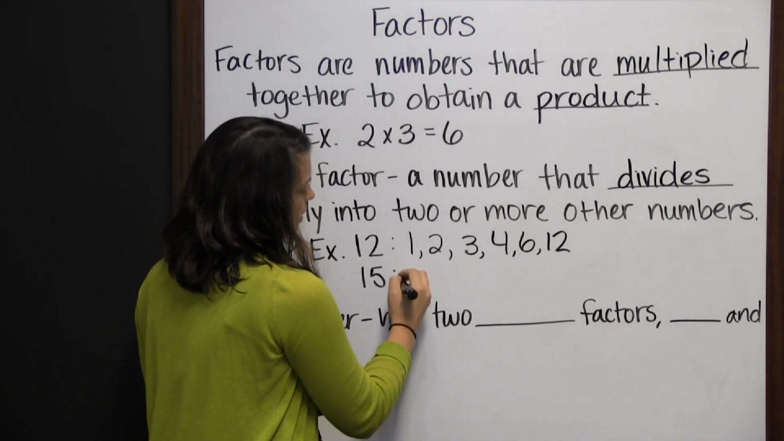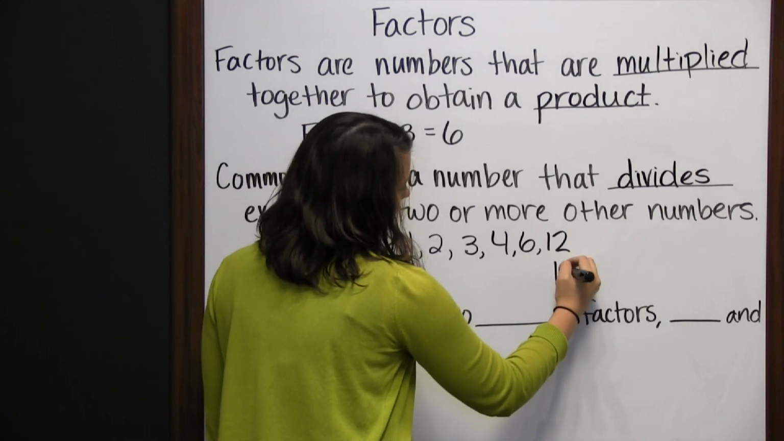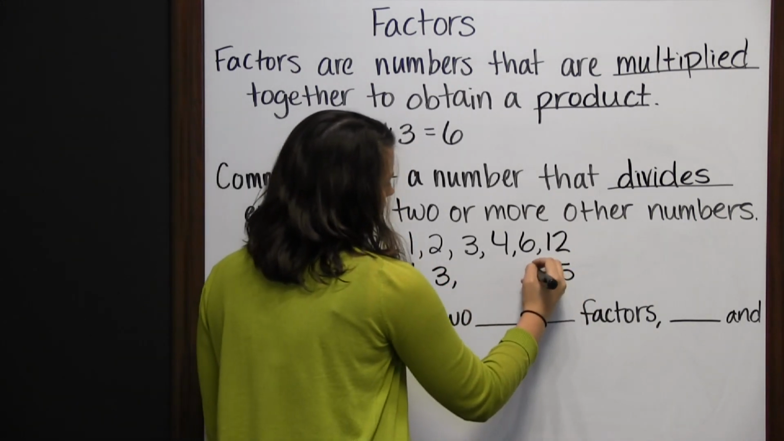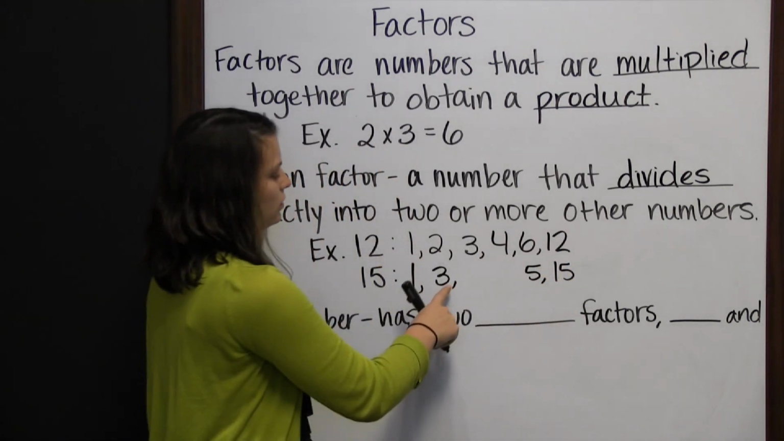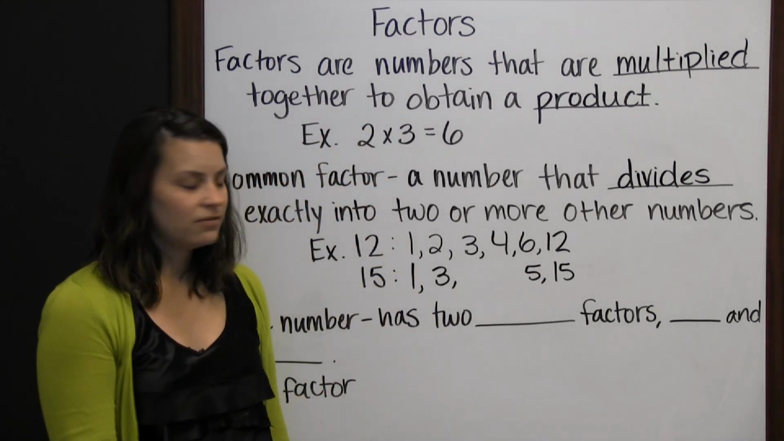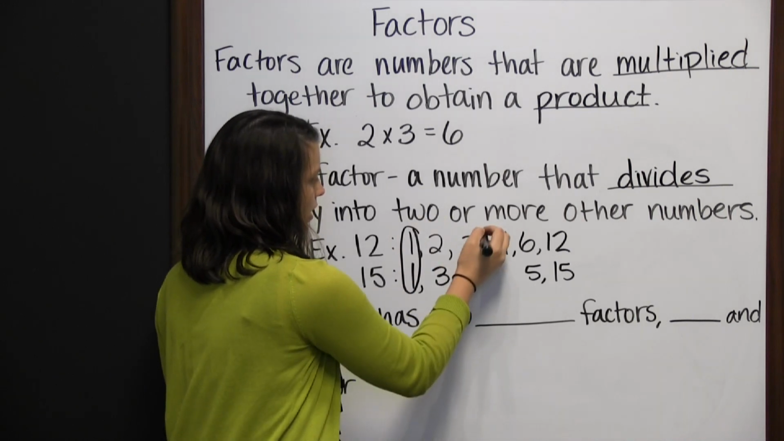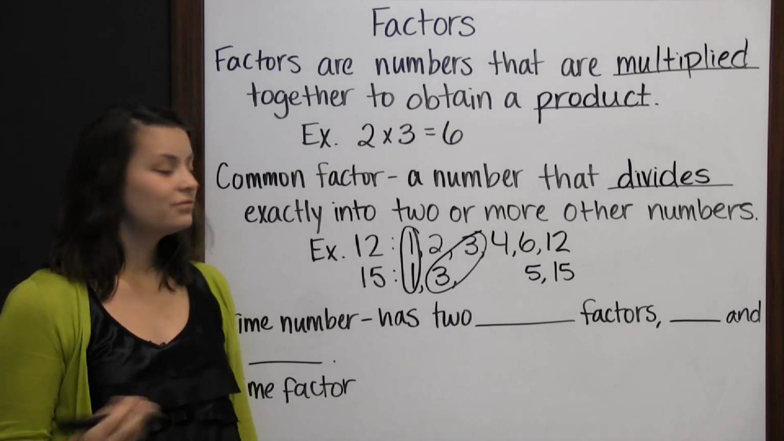The factors of 15 are 1 times 15, and 3 times 5. So the factors of 15 are 1, 3, 5, and 15. The common factors are 1 and 3. Those are the factors they have in common.